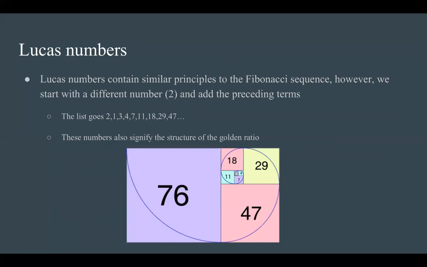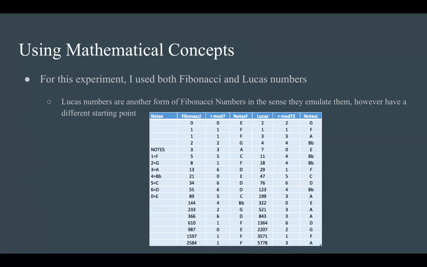So 4 plus 7 is 11. 7 plus 11 is 18. Then 29, 47, 76, and the numbers continue in an increasing pattern. These numbers also signify the structure of the golden ratio as represented in the structure below, creating that shell-like structure. So using mathematical concepts in this experiment, I used both Fibonacci sequences as well as the Lucas numbers. Again, they simulate the Fibonacci sequence numbers, but they have a different starting point.